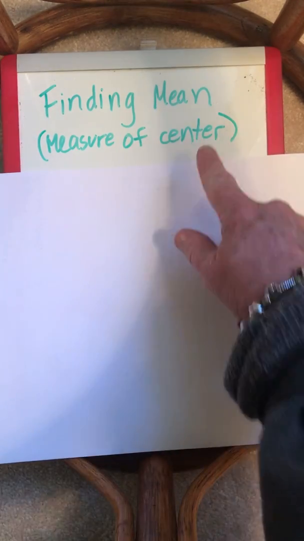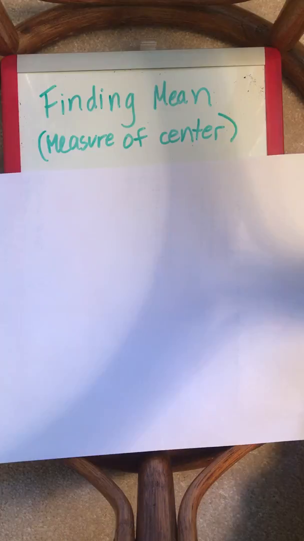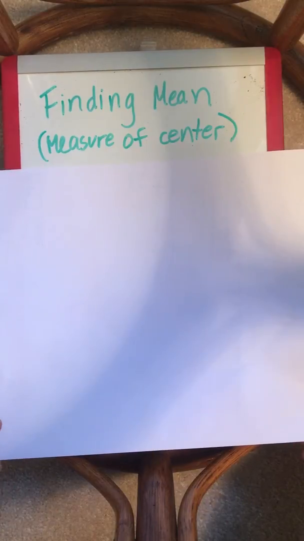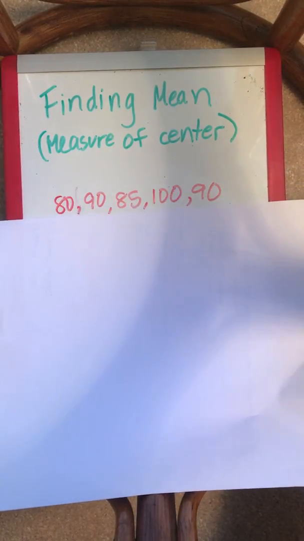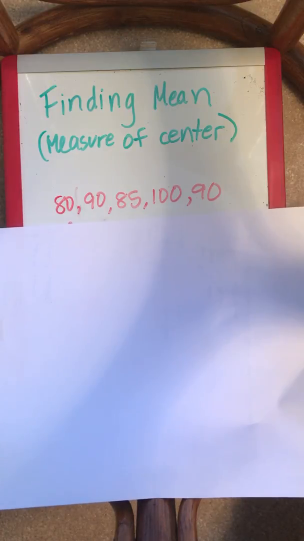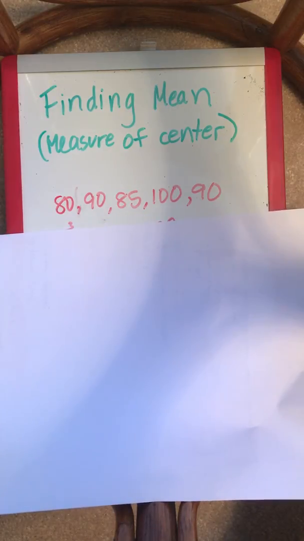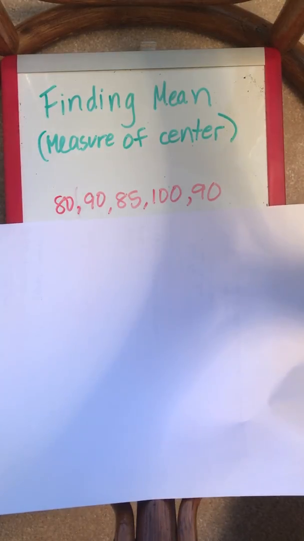This is called a measure of center because it's a way of finding out a kind of middle, the center of all of the information that we're given. So say that I have your test scores, and these are them: 80, 90, 85, 100, 90. I can't tell by looking at these numbers what your grade should be. I don't really know what the center mark would be.